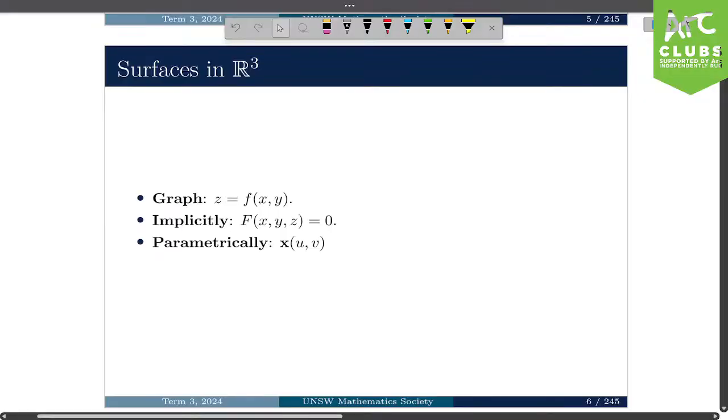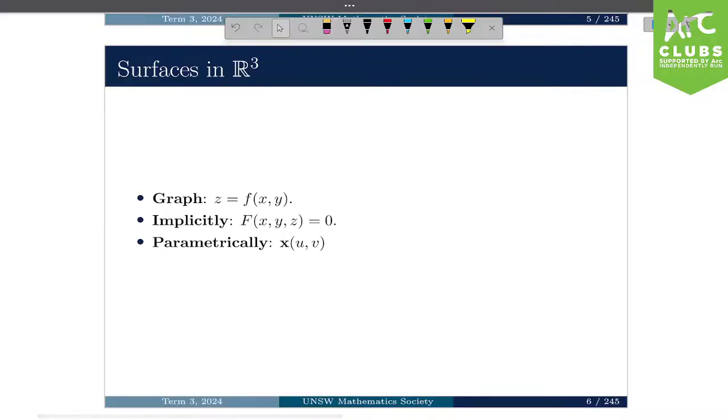And here are 3 different ways to plot surfaces in R3. You can do it using a graph, implicitly, or parametrically using vectors.